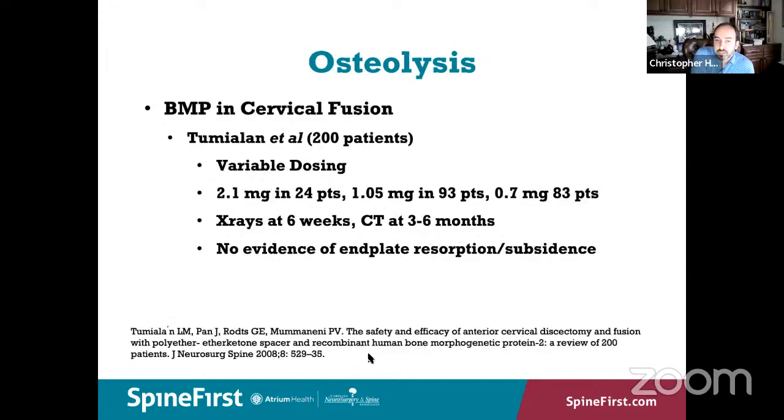In cervical fusion in particular, Toomey Allen put out a report of 200 patients. In that report, they had a variable dosing of the BMP. They started with 2.1 milligrams in 24 patients. They moved to approximately a milligram in 93, and then the last 83 patients were treated with around 0.7 milligrams per level. They had x-rays at 6 weeks, CT at 3 to 6 months, and they didn't show any evidence of end plate resorption or subsidence in that study.